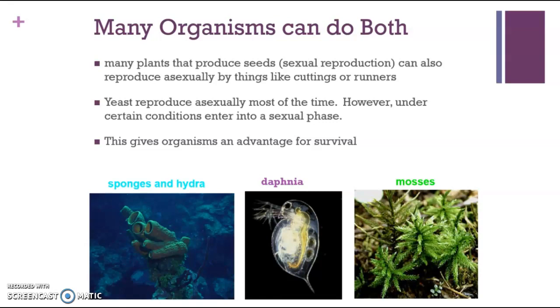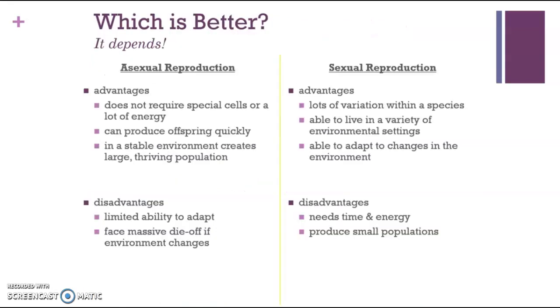As we saw in the reading, there are many organisms that can reproduce either sexually or asexually depending on their circumstances. And when conditions are optimal, they tend to reproduce asexually, and when conditions get a little bit harder, when there's less resources available, then they tend to go into sexual reproduction mode. So is one better than the other?